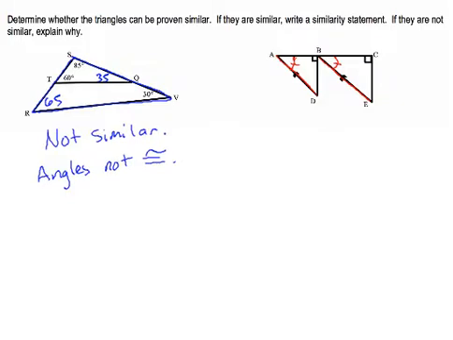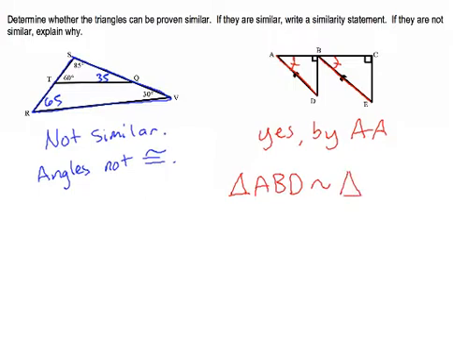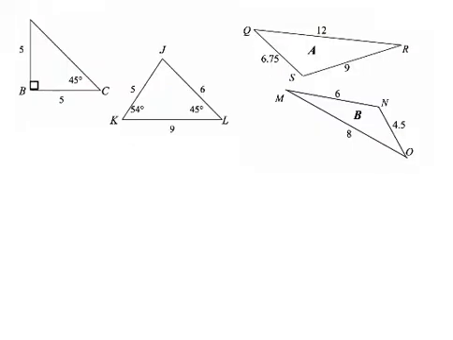Right there, I can stop. I have one pair of congruent angles. I have another pair of congruent right angles. I can say that yes, these triangles are similar by the shortcut angle. My similarity statement would be to say that triangle ABD is similar to triangle BCE by angle. Take a look at the next couple.